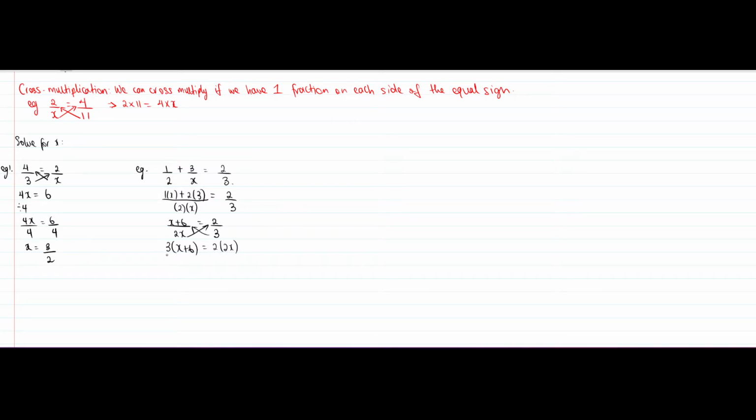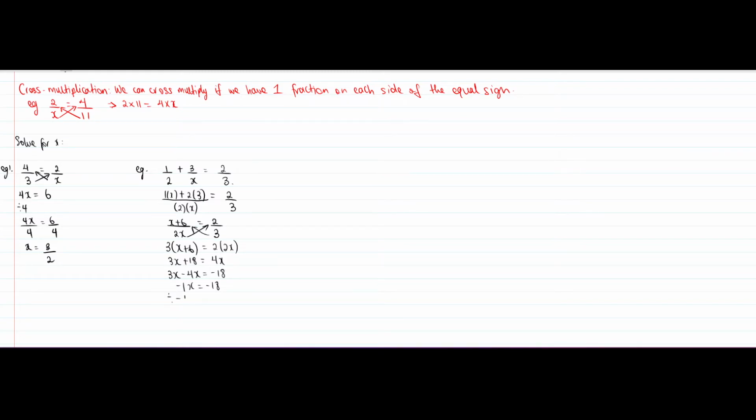I'm going to expand my brackets. I must multiply by everything inside. So this becomes 3x plus 18 is equal to 4x. Carry the 4, carry the 18. 3x minus 4x is minus 18. Minus 1x is minus 18.